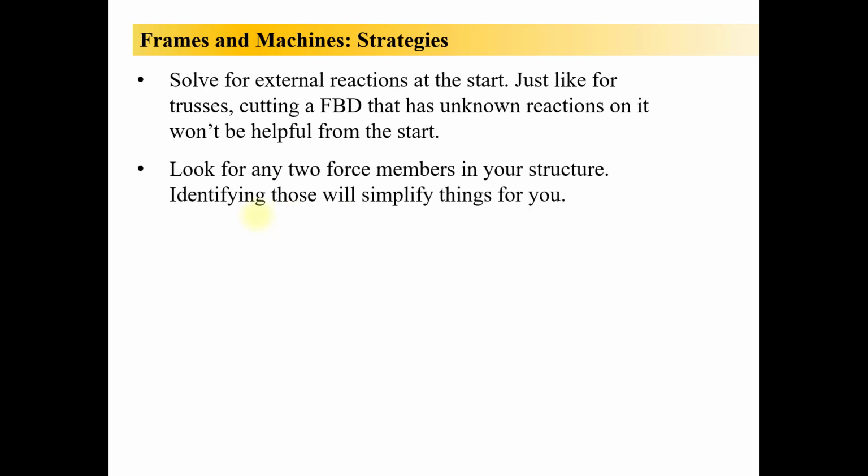Do look for any two force members that you have in your structure. Just because it's a frame or a machine doesn't mean there aren't any two force members in it. Remember, their definition is that they have at least one multi-force member in it. So, for instance, in that track hoe that we were looking at, it has hydraulic jacks that run the arm. Each of those hydraulic jacks would be a two-force member. It's either going to have compression or tension on it. So that will simplify your world if you can recognize those two-force members.